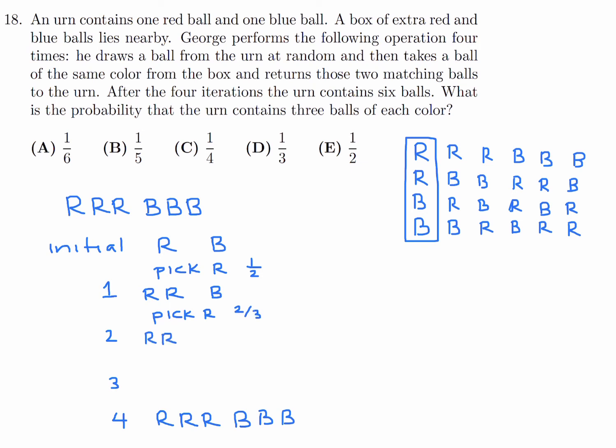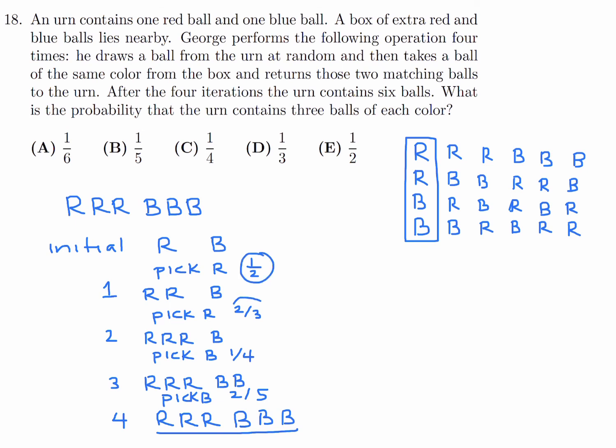Now I have R, R, R, and a B. Now I have to pick a B. So the probability of getting a B here is 1 out of 4. And then finally, I've got to pick another B. So first let's just write down what it becomes, R, R, R, B, B. And I've got to pick a B, and I do that here. Of those 5, so 2 out of 5. And then I end up with my desired result.